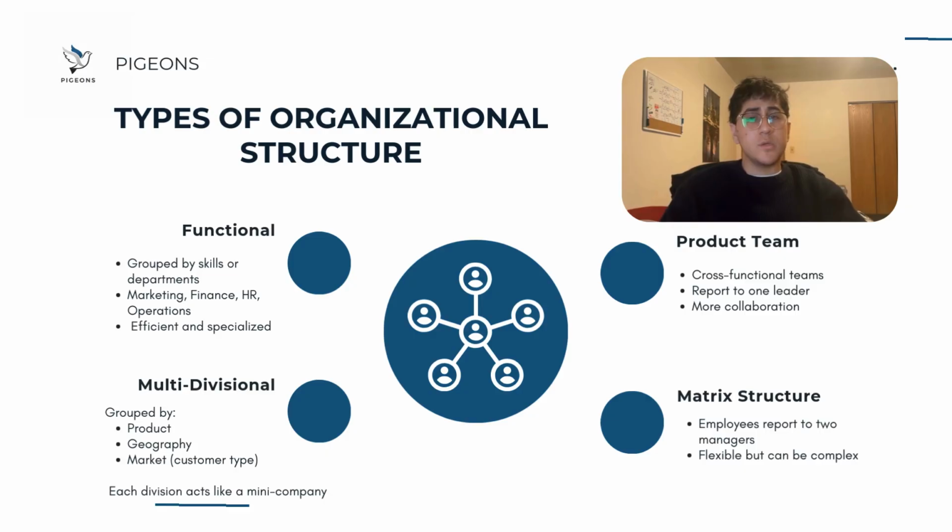In industries that change quickly, like tech, companies might use a matrix structure where employees report to two managers, one functional and one product manager. It's flexible and encourages collaboration, but it can also be confusing. That's why some companies prefer a product team structure, where cross-functional teams report to one leader and work closely together towards shared goals. At the end of the day, managers choose the structure that best fits their size, strategy, and how fast their environment is changing.